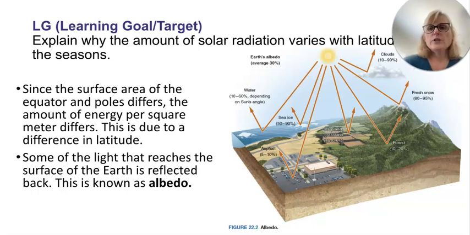All right, another term to know that you may have learned in another class, for example, chemistry class when you learned about climate change. There's a term called albedo, which is the reflection of solar radiation off the Earth.